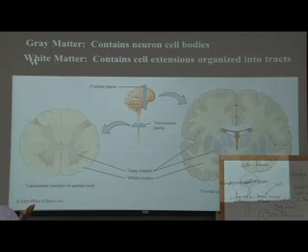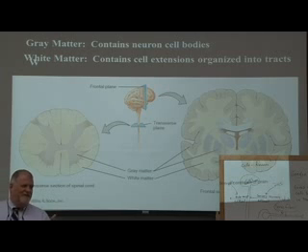If you open a can of Crisco, what color is it? It is white. So now you know why white matter is white, because it contains a lot of lipids.